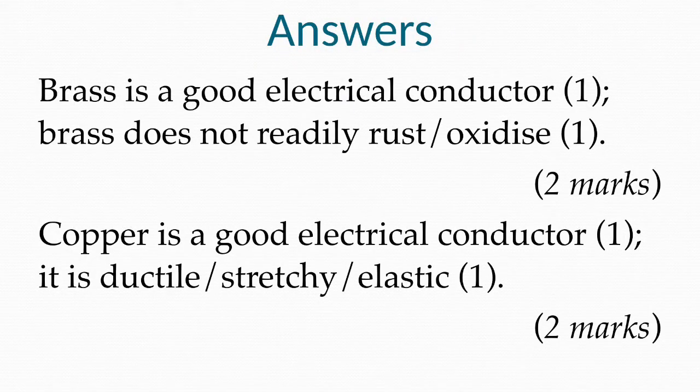And now for the answers. Firstly, brass is a good electrical conductor. Hopefully most of you got that one. Slightly trickier for the second one, brass doesn't easily rust or corrode, which is why you see brass numbers often outside people's houses. Copper is used as a good electrical conductor, and it's also ductile, which means it can be stretched easily into wires.